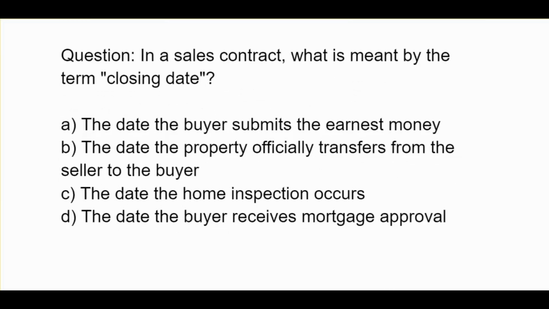In a sales contract, what is meant by the term closing date? A, the date the buyer submits the earnest money. B, the date the property officially transfers from the seller to the buyer. C, the date the home inspection occurs. D, the date the buyer receives mortgage approval.